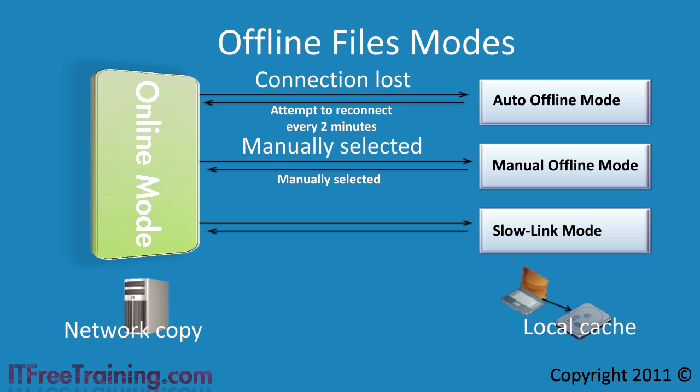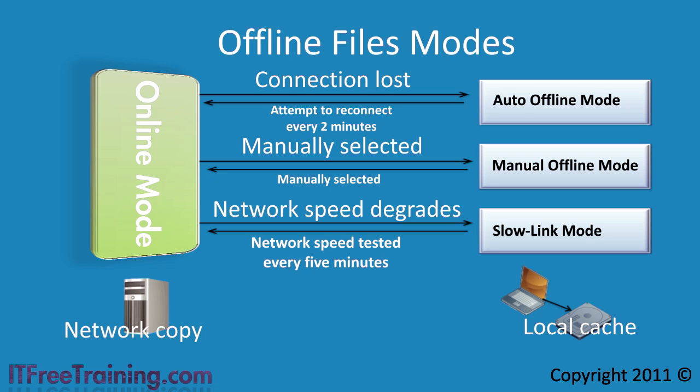The last mode is slow link mode. This mode is selected when network performance degrades below a specified threshold. When this occurs, the computer will start using the local cache for reads and writes. If the latency of the link goes below the threshold, the computer will switch back to online mode.